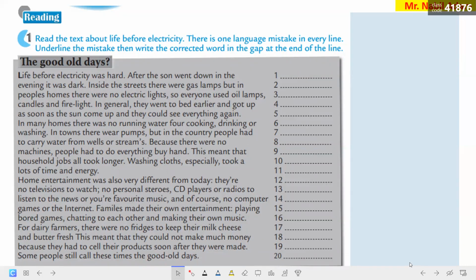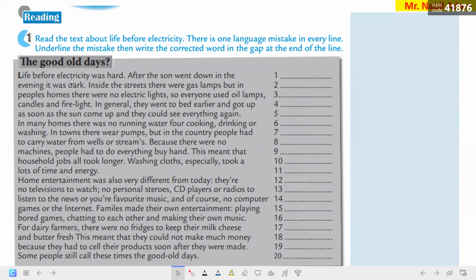After reading the article, you are going to correct one language mistake in every line. You are going to read the article or the passage about life before electricity and underline the mistake. You are going to underline the mistake. It can be spelling mistake or punctuation mistakes. And then write the corrected word in the gap here, on the gap at the end of each line from 1 to 20.